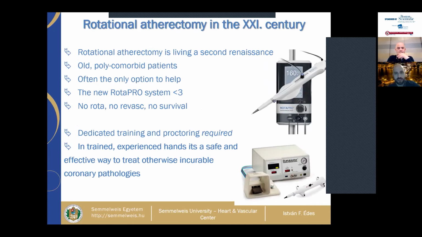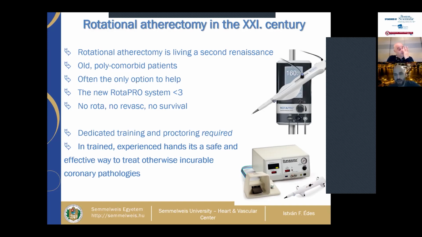Now, rotational atherectomy in the 21st century, how should we use it? It's living a very nice renaissance with the old comorbid patient populations that we see, and it's often the only option to help our patients. Without this system, we cannot revascularize the patient, which means the patient has no survival. The new RotaPro system is extremely good.